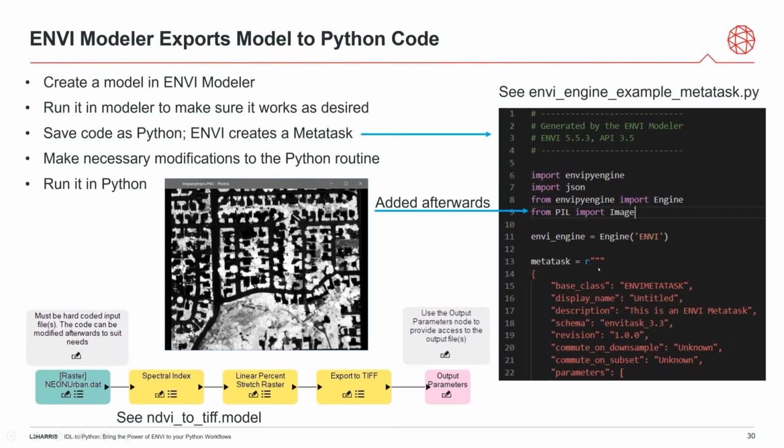Now you're probably going to want to make some edits to this thing. We'll talk about that in a second afterwards, but because we still want to display it, we need to import pillow in there, and we need to extract the output out of that JSON structure that comes out at the end. So we need to make some edits, but most of the code is written for you, and we'll run this in a second. But what I'd like to do is go see this in the ENVI modeler. So we're going to be using this NDVI to TIFF model real quick.